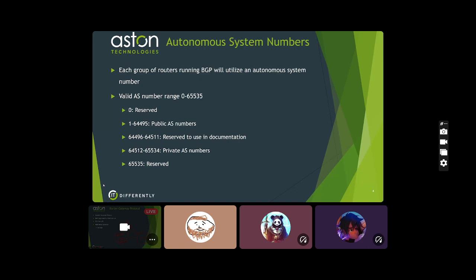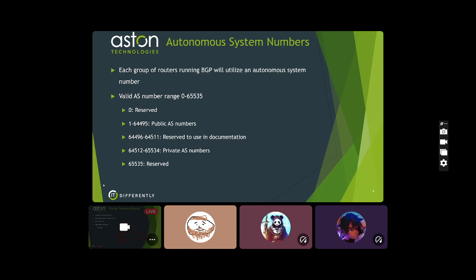Okay, so there is a large range of valid autonomous system numbers, 0 through 65,535. Of those, we have a couple different ranges. Some are reserved for various purposes. And then there's also a large block of public autonomous system numbers, 1 through 64,495, and a large block of private AS numbers, 64,512 through 65,534.